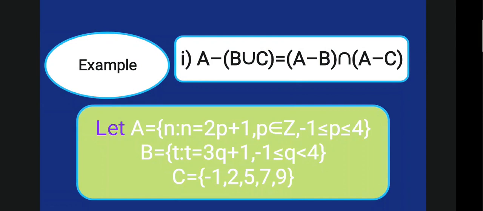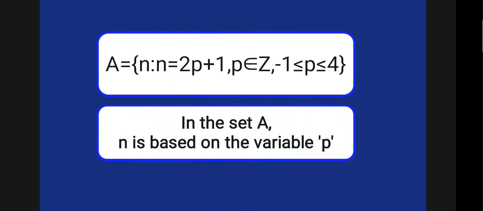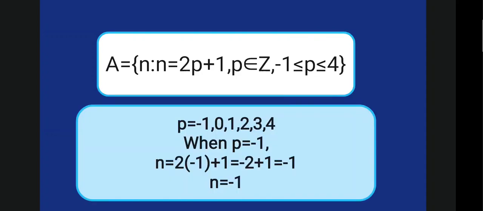First we need to write all the sets in roster form. C is already in roster form, but we need to convert A and B into roster form. Consider set A. Set A equals the set of all n such that n equals 2p plus 1 and p belongs to Z, where p lies between minus 1 and 4, that is, minus 1 less than or equal to p less than or equal to 4. Here p takes the values minus 1, 0, 1, 2, 3, 4.